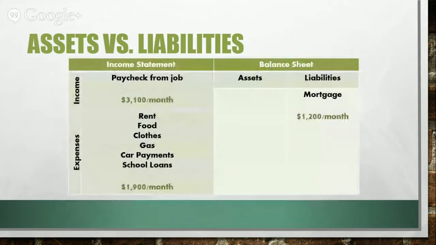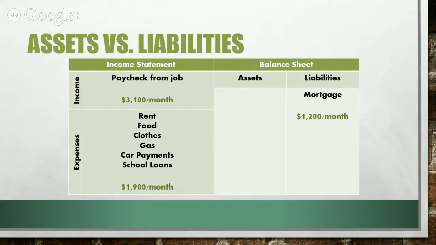So here's an example. On the left, you'll see an income statement. Again, on the top, you see income. At the bottom, you see expenses. Here's just an example using numbers. Let's say this person has a paycheck from the job of $3,100 a month. For expenses between rent, food, clothes, gas, I even added car payments here and school loans, it's $1,900 a month. Now, I added the mortgage in the liabilities column because I wanted to give a specific example. The mortgage is actually $1,200 a month. So again, the house that this person owns is not an asset, is not developing passive income, it's not adding to the cash flow.